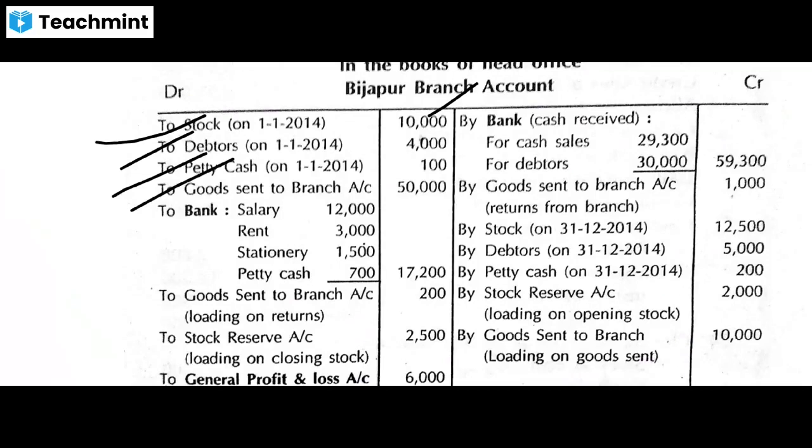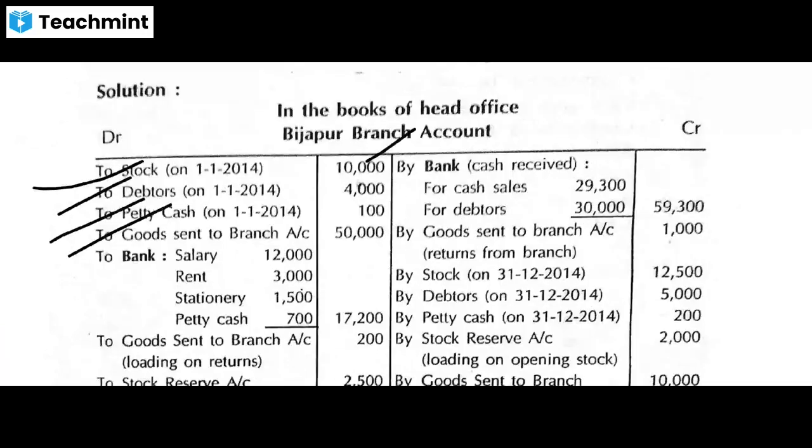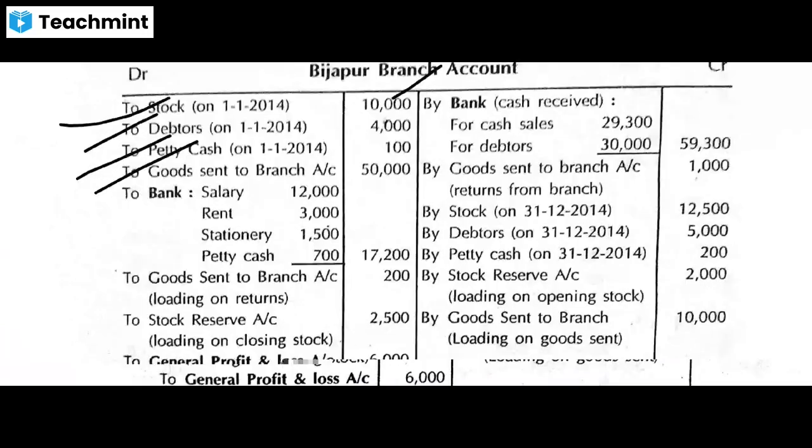Then to bank account. Bank means they are providing the petty expenses, that is for salaries, rent, stationery, and petty cash. All these items are treated as petty expenses, so that will be treated as bank account. Okay, so total 17,200. Then comes into the credit side, because that loading will be treated at the end of the problems.